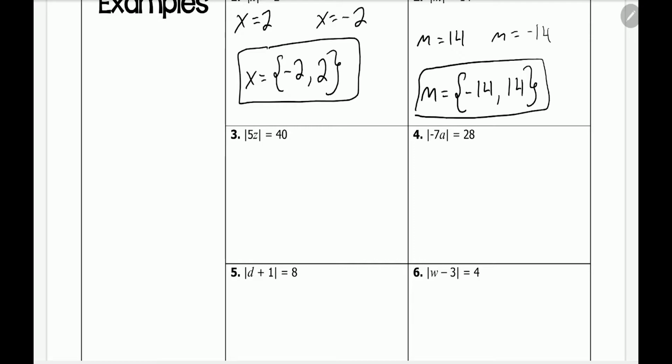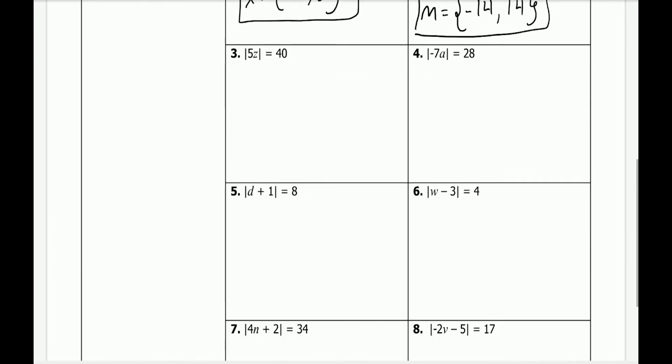Alright, so let's try number 3. We have the absolute value of 5z is equal to 40. So we take the inside of the absolute value, which is 5z, and we set it equal to 2 different numbers. We go over to the other side of the equal sign, it's 40. So we're going to have negative 40 and 40. Now we just have to solve these 2 equations.